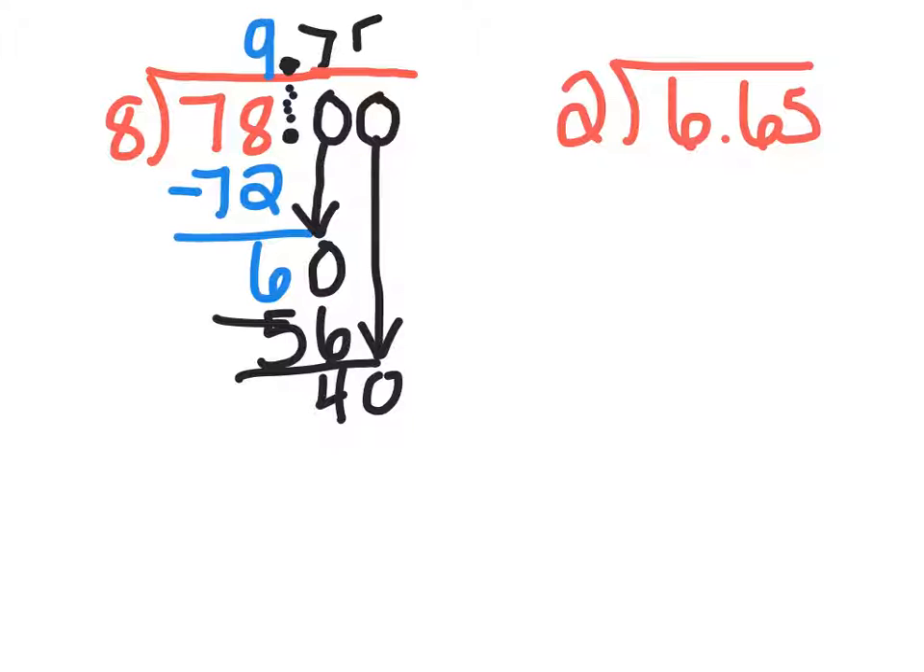8 can go into 40 5 times. 5 times 8 is 40. I subtract and get 0. Because I have a 0 here, and there's nothing here to bring down, I know I can end. However, if I didn't get a 0 after subtracting, I could keep adding zeros and continue dividing.